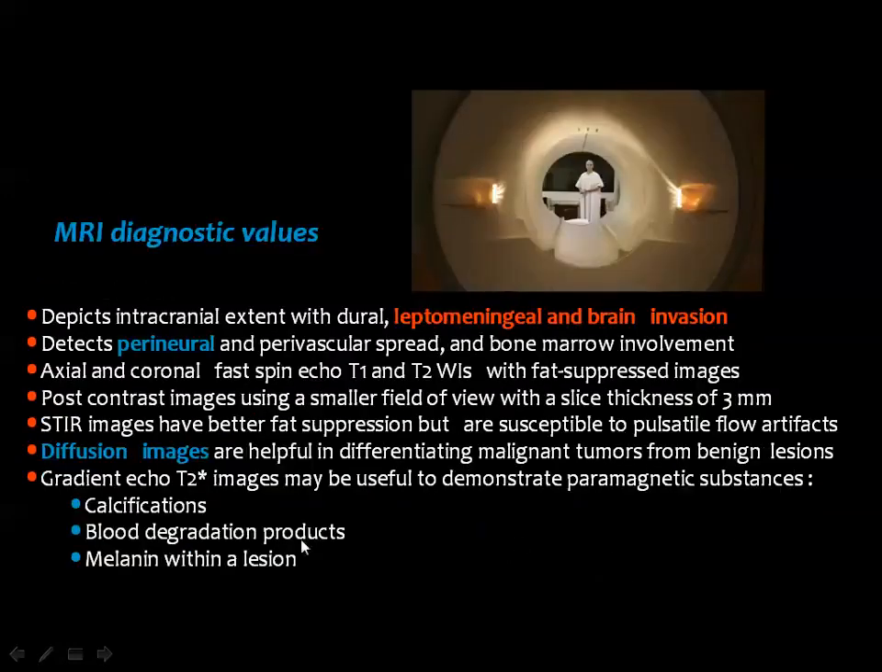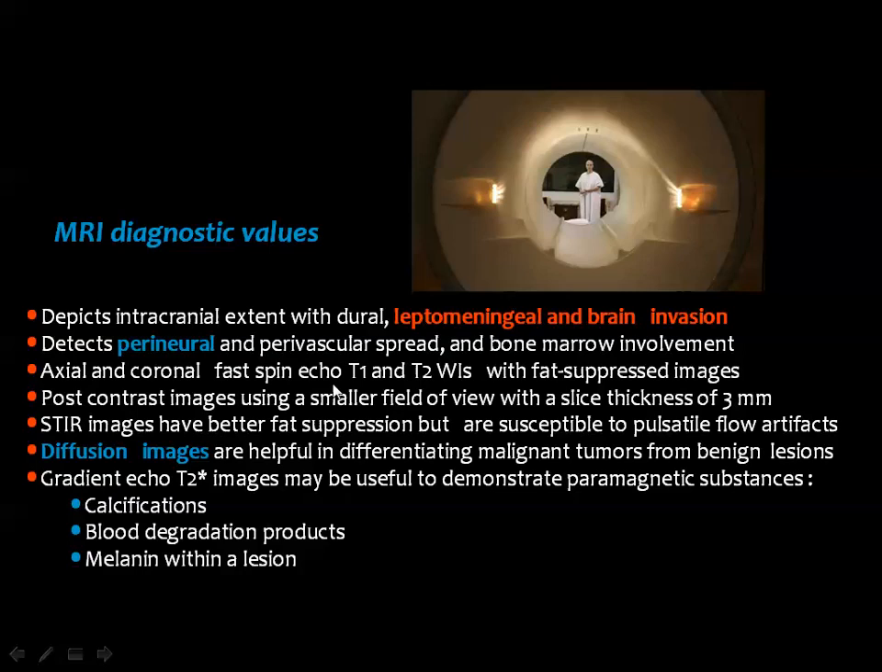MRI is very important in evaluation of dural and leptomeningeal invasion by skull base tumors and also the intracranial extension of these tumors. One of the main values of MRI is to evaluate the extension of the tumor along the nerve roots, perineural and perivascular spread, as well as evaluation of bone marrow involvement.